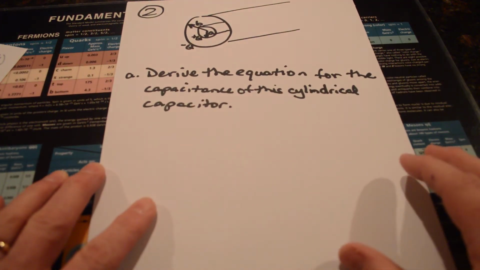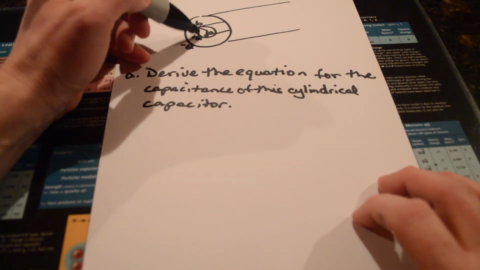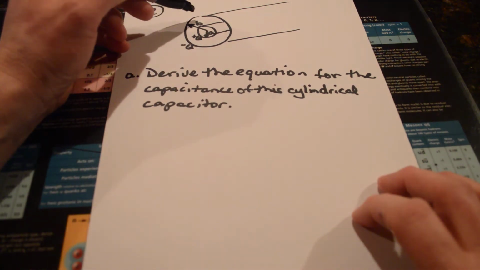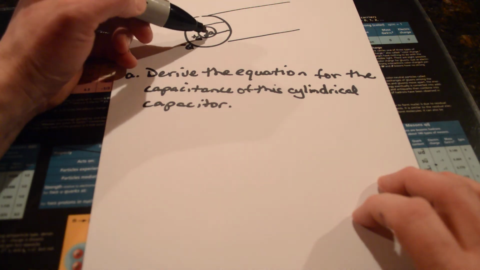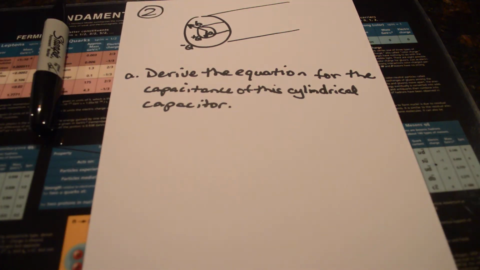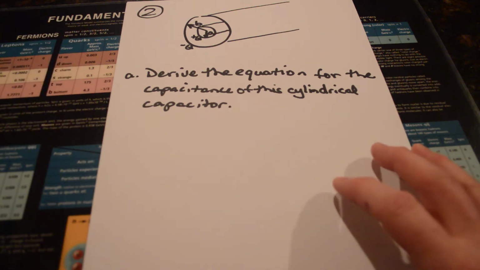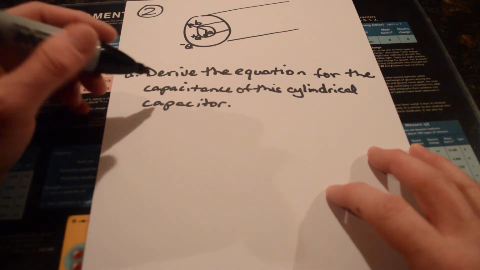This one's a little more using calculus and doing some derivations. It asks us to take this cylindrical capacitor, so it has an inside with a charge of plus Q on it, and an outer part of the capacitor that has a charge of minus Q. Plus Q is at a radius of A, minus Q is at a radius of B, and define the overall capacitance of that capacitor.